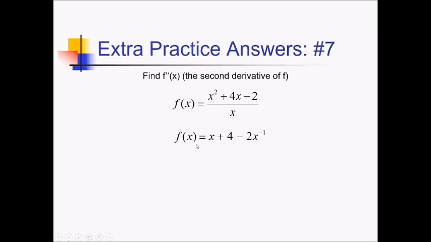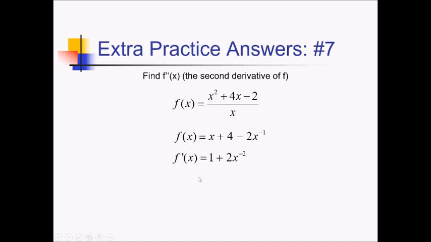So first derivative is just going to be 1, and then the 4 becomes a 0 because it's a constant when I take the derivative. And then this is going to be plus 2x to the negative 2. So that was the first derivative.